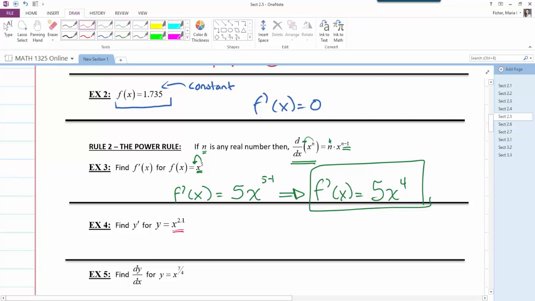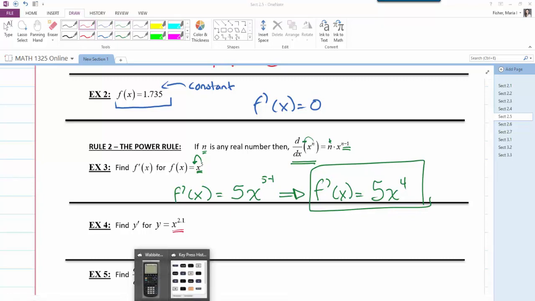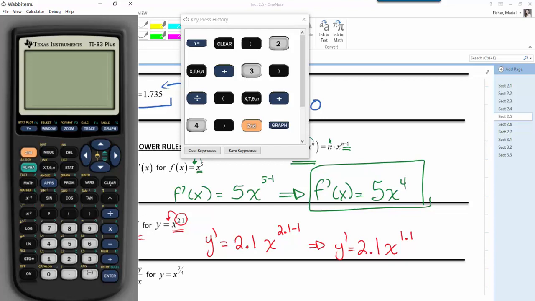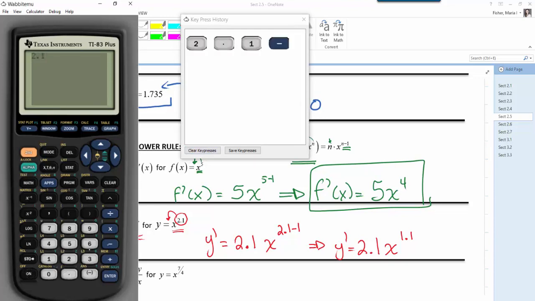x to the 2.1. 2.1 is a real number, so if I want to find y prime, again this multiplies out in the front, so 2.1 times x to the 2.1 minus 1, which is 1.1. So y prime is equal to 2.1 times x to the 1.1. And if you have trouble with those, you can always do those on a calculator. 2.1 minus 1 is 1.1. So y prime is equal to 2.1 x raised to the 1.1.